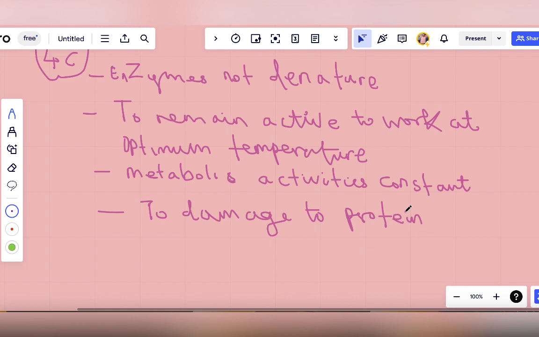Also to avoid damage to cell membranes. If you don't keep a constant body temperature, you can damage your cell membrane. If your cell membrane is damaged, then there's a problem, right? To avoid damage to cell membrane.